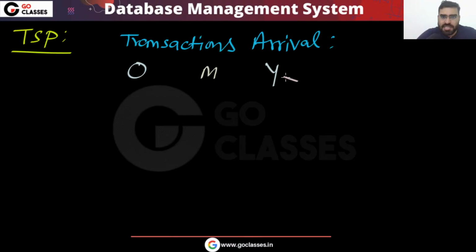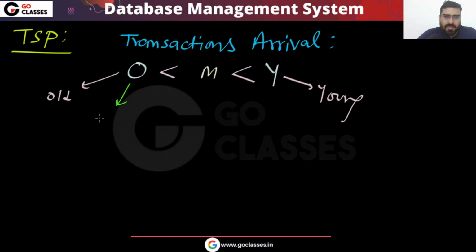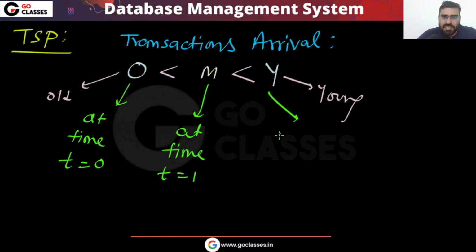Very basically, I am saying that this is the young transaction because this came last. This is the old transaction. It means this transaction came first, then this transaction came. Let me assume that this transaction came at time t equal to 0, this transaction came at time t equal to 1, and this transaction came at time t equal to 2.